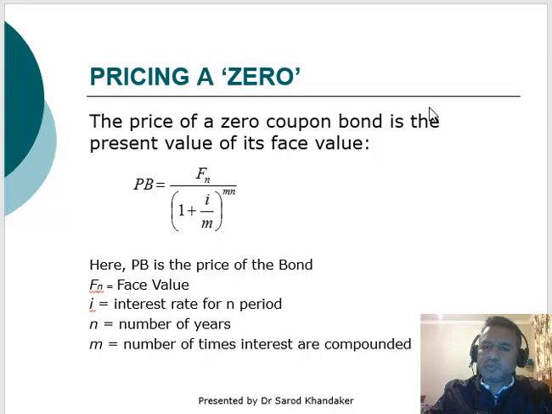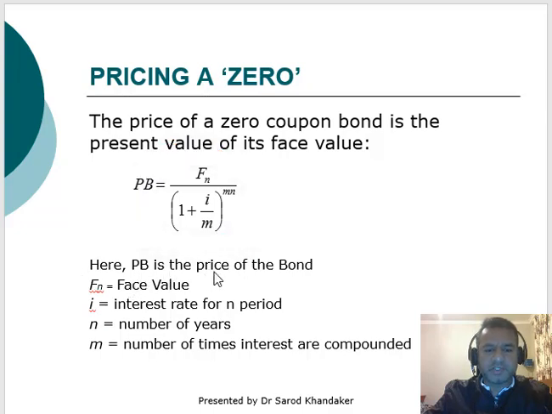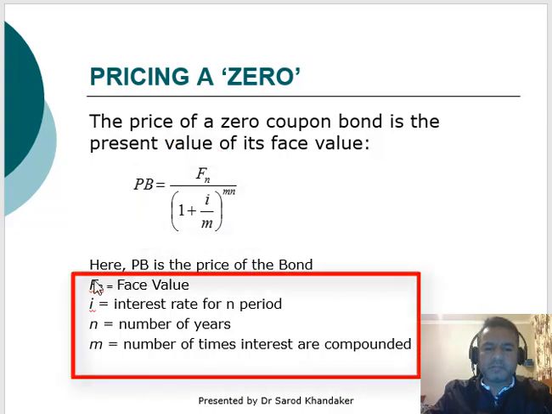So how to calculate the price of a zero coupon bond? Here is the formula to calculate the price of a zero coupon bond, where PB is the price of the bond, F is the face value, 1 plus I is the interest rate, M is the number of times interest is compounded, and N is the number of years, which is also explained here. Here PB is the price of a bond and the other definitions have been included.